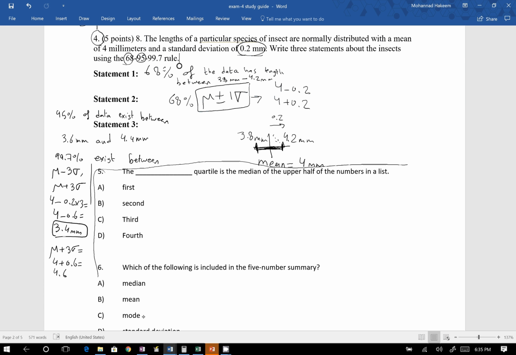The third quartile is the median of the upper half of the numbers in a list. So remember, we have the 5 number summary. We have the median here, and we have the max here, and this is the upper half. So the median of the upper half, we call this the third quartile. So the answer is C, the third quartile.